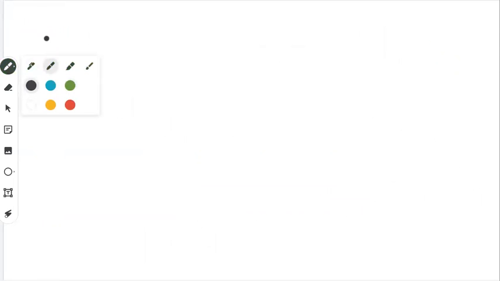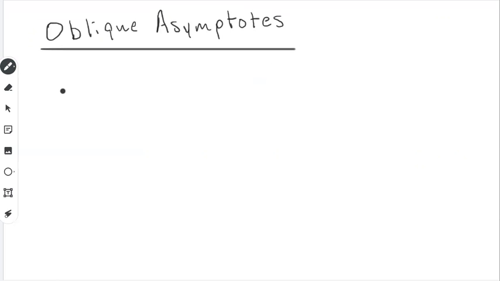Okay, let's talk about oblique or slanted asymptotes. I'll probably make a note of that. Now, these are the most rare type of asymptotes. You're not going to see these on every question, okay? And there's a reason for that, which we'll discuss a little bit later. But do note that oblique is just another word for slanted. So oblique means slanted.